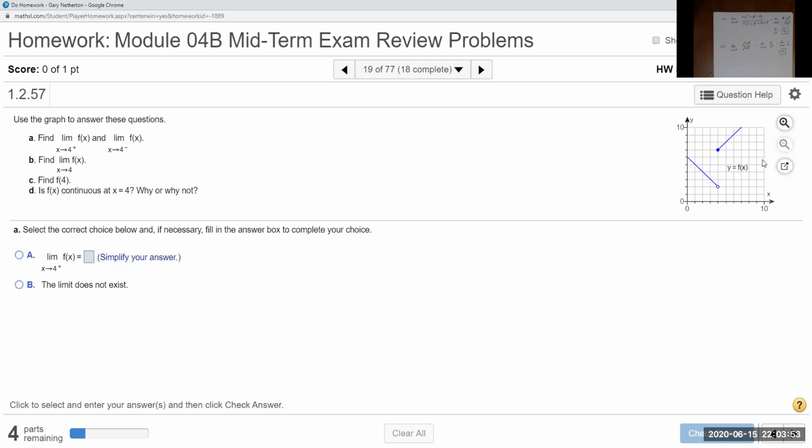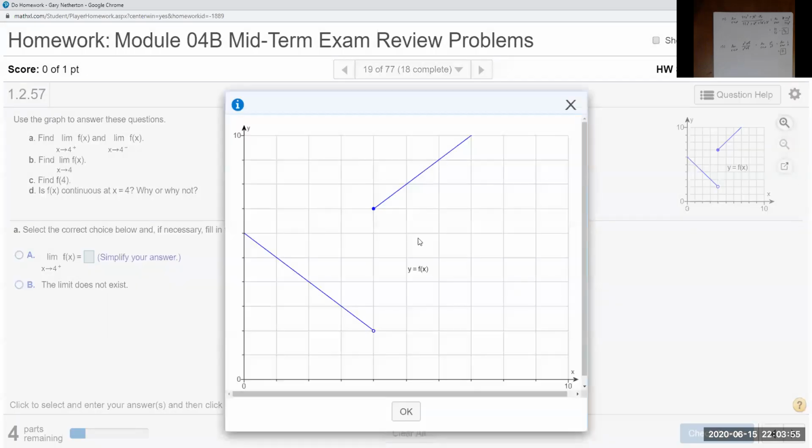Now, we can look at this graph, and from what we know, look at this. With graphs, it's easy to check continuity, right? We're coming along here, and what happens? We have this big gap, this big jump. We have to lift our pen off the page to trace this thing out. So we can tell you right now, at x equals 4, this is not continuous.